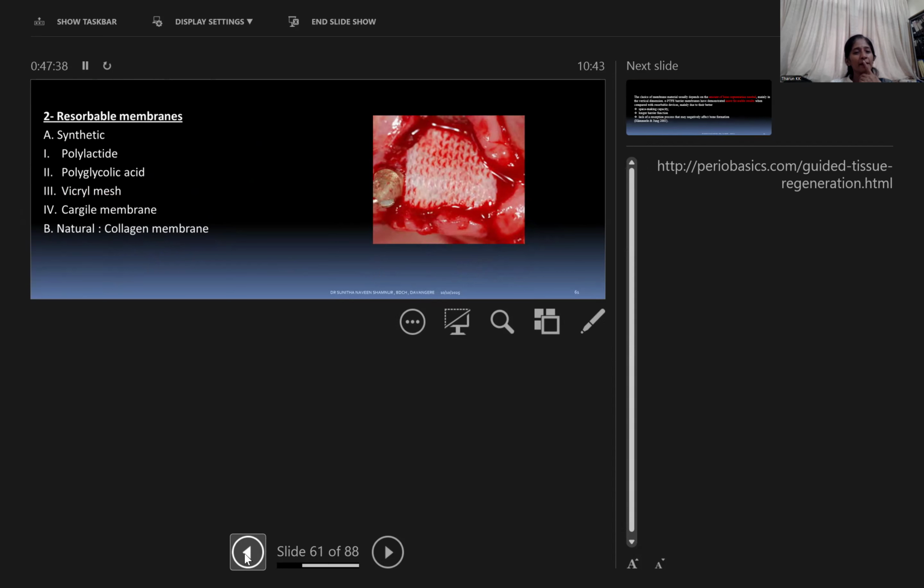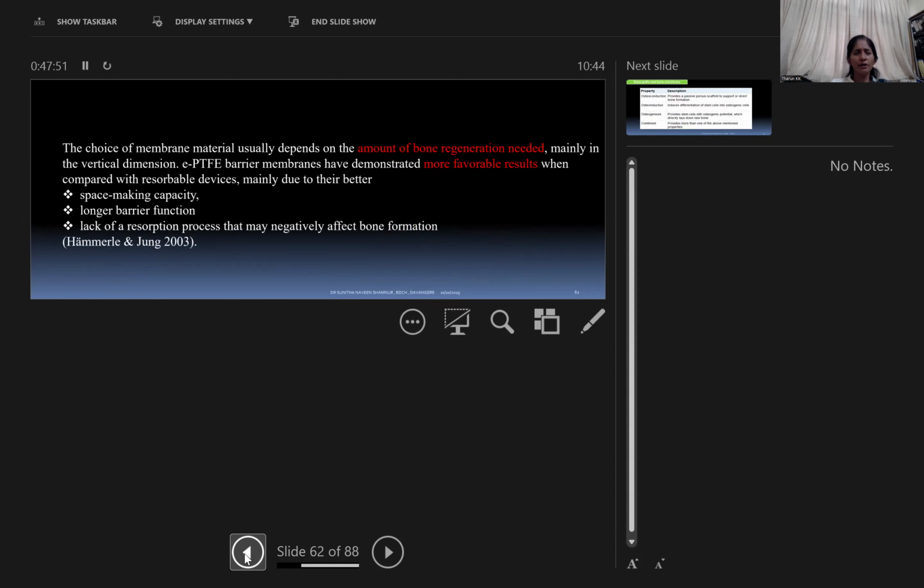The other resorbable membranes are basically synthetic, and if you're going for the natural, it's always a collagen membrane. The resorbable includes your polyglycolic or the Vicryl mesh or the polylactide. Okay, these are available with your BioOss, the Geistlich company. Basically, the advantage of using these grafts is it's available in various sizes. You can cut and shape to the defect that you're working with.